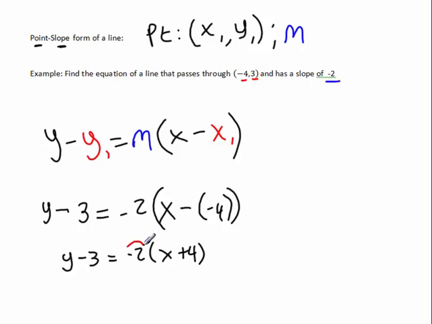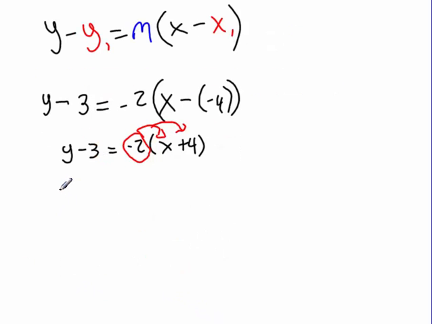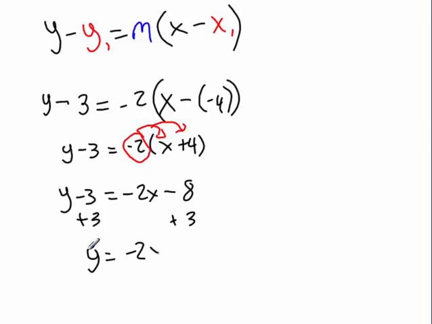Now, again, we have to distribute this entire -2. It's got to go to the x and to the 4. So I get y minus 3 equals -2 times x is simply -2x, and -2 times 4, that's -8. And now I want to solve for y, so I add 3 to both sides. I add 3 here and add 3 here, and I get y equals -2x plus, oops, excuse me, it's still negative, minus 5.